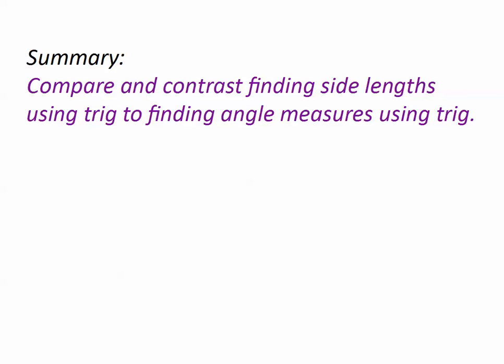Go ahead and take a few minutes to write a summary. Compare and contrast finding side lengths using trig to finding angle measures using trig. Remember in the last section, we used trig to find angle measures. This section, we're using it to find side lengths. What did we do similar and what did we do differently?